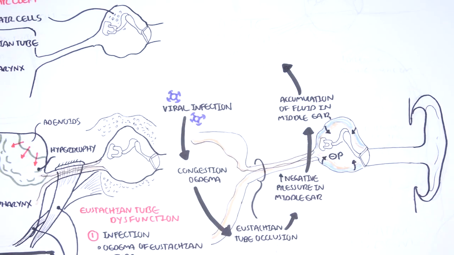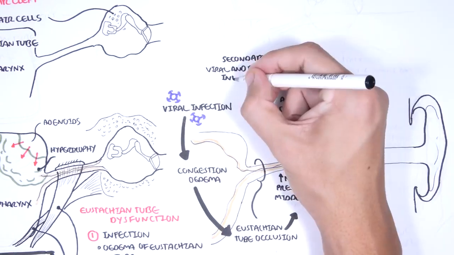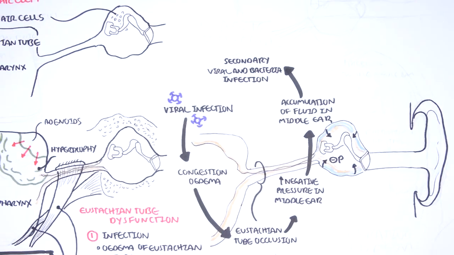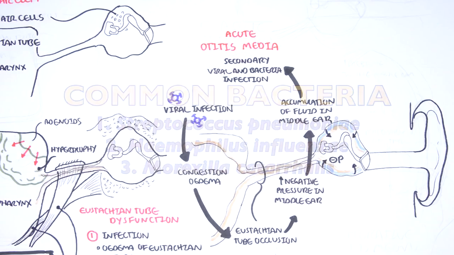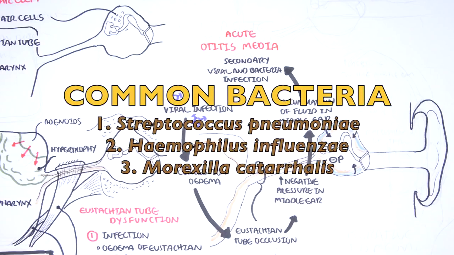Secondary bacterial or viral infections can occur in this environment, which will cause further suppuration and features of acute otitis media. Remember, acute otitis media is a bacterial or a viral infection of the middle ear. However, in this closed environment, like what we discussed, certain bacteria thrive. The main causative bacterial agents in acute otitis media are Streptococcus pneumoniae, non-typable Haemophilus influenzae, and Moraxella catarrhalis.